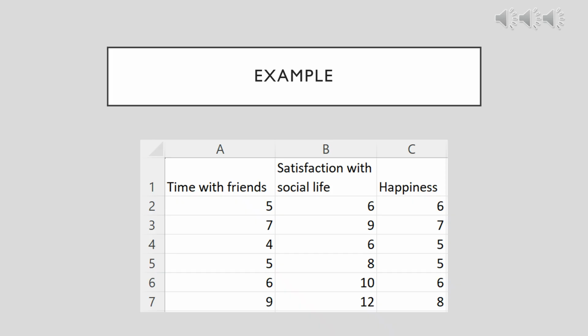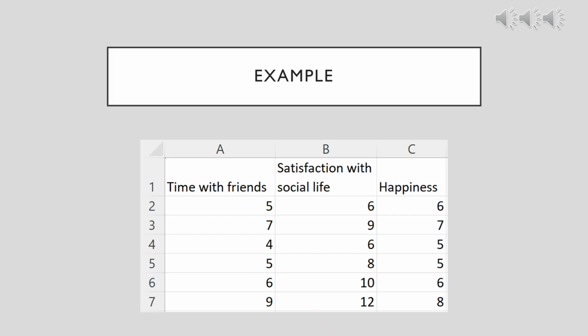We've got 3 different variables. Time with friends, we'll say that's measured in hours per week. Satisfaction with social life will be on a scale of 1 to 15, and happiness will be on a scale of 1 to 10. So I've got 3 numeric variables, and I want to see how time with friends and satisfaction with social life influence or are related to happiness.